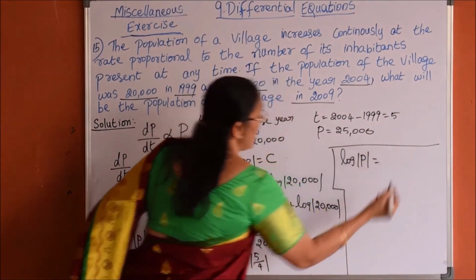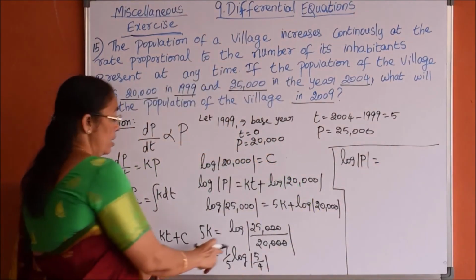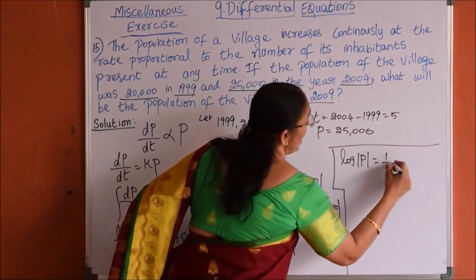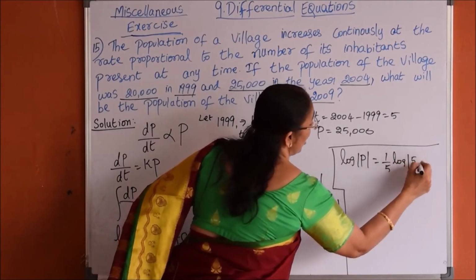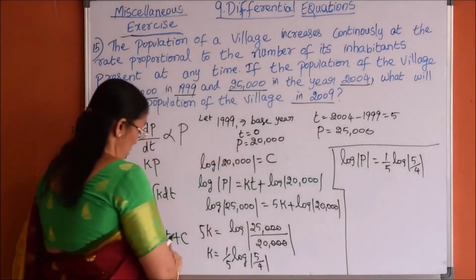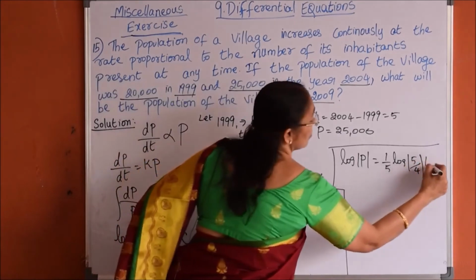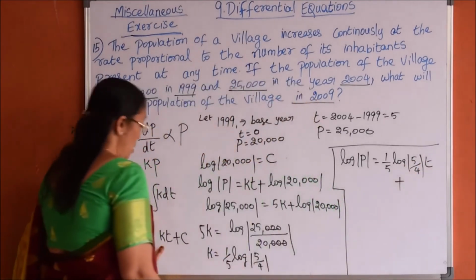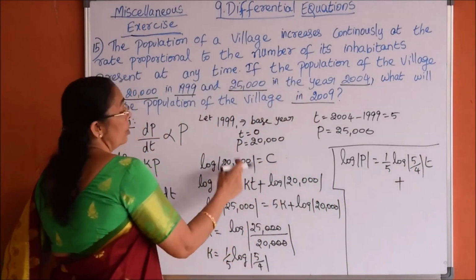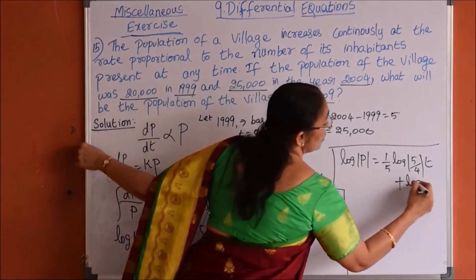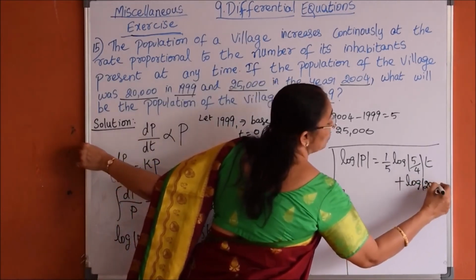Now, our general equation is log mod P is equal to k, where k is 1 by 5 log of 5 by 4, into t plus c. The c value is log mod 20,000. So, this is the general equation now.